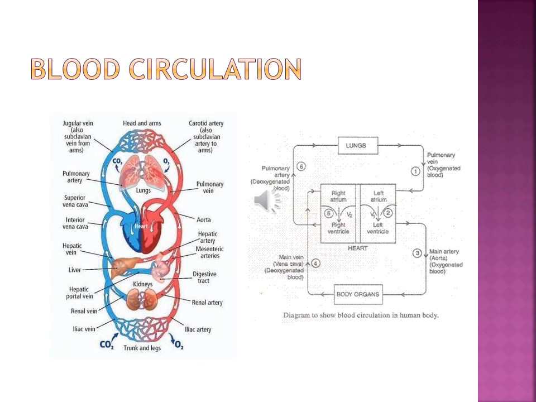From the lungs through the left atrium, then into the left ventricle, then through the main artery, it goes into the body organs where oxygenated blood passes into the body parts, and the deoxygenated blood again passes to the right atrium, it contracts, then it goes into the right ventricle, then it passes through the pulmonary artery to the lungs. So this cycle goes on.